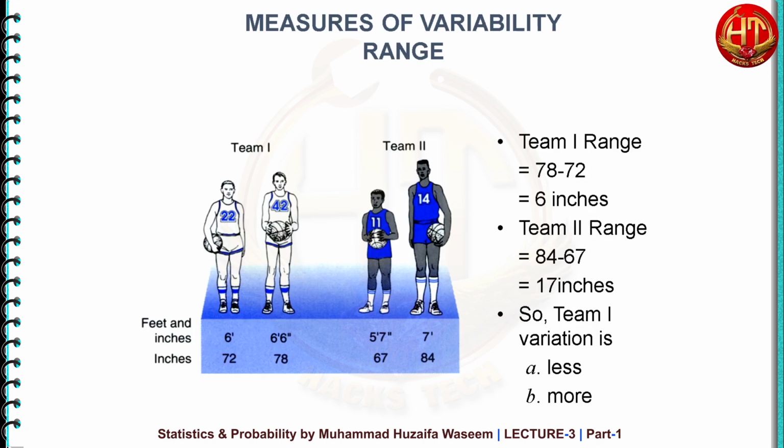A major drawback of the range is that it uses only two extreme values, ignores all the intermediate values, and provides no information on the dispersion of the values between the smallest and the largest observation. On the other hand, variance uses all the values and provides information on the dispersion of the intermediate values. So we can use variance.